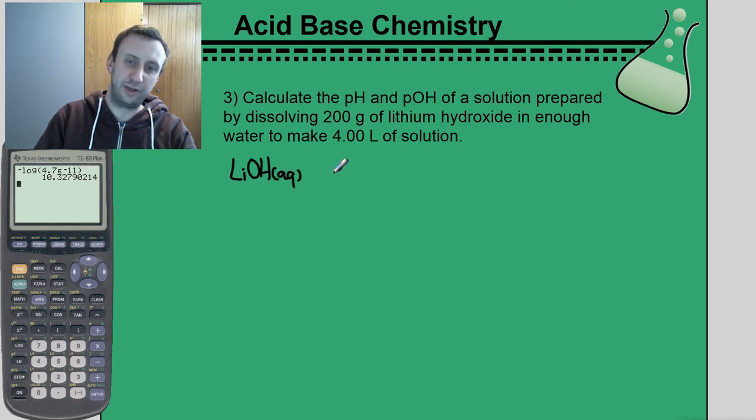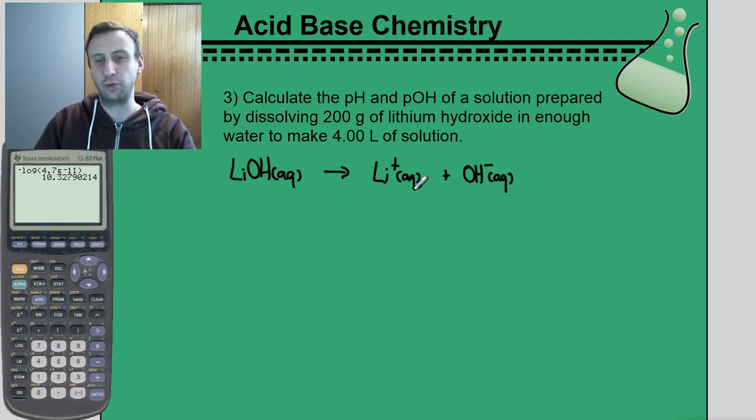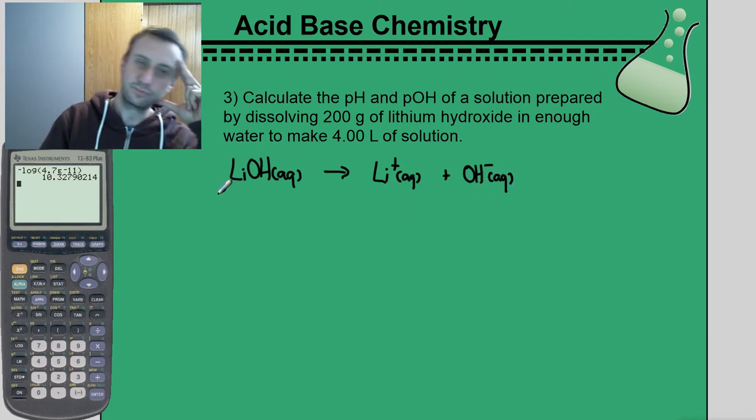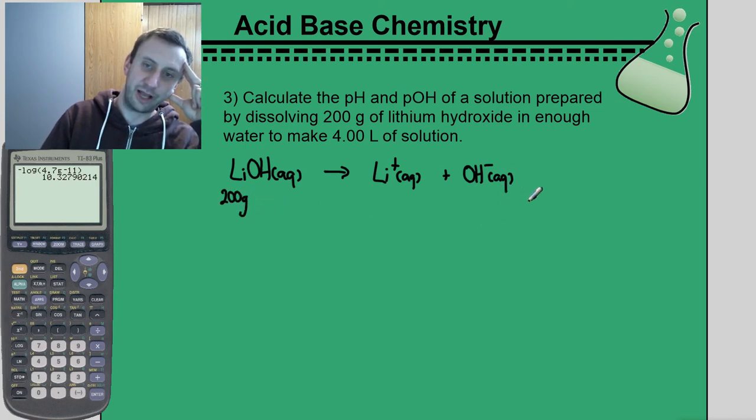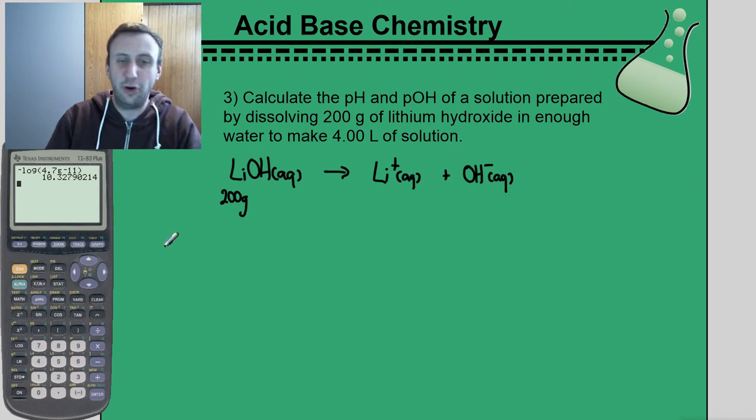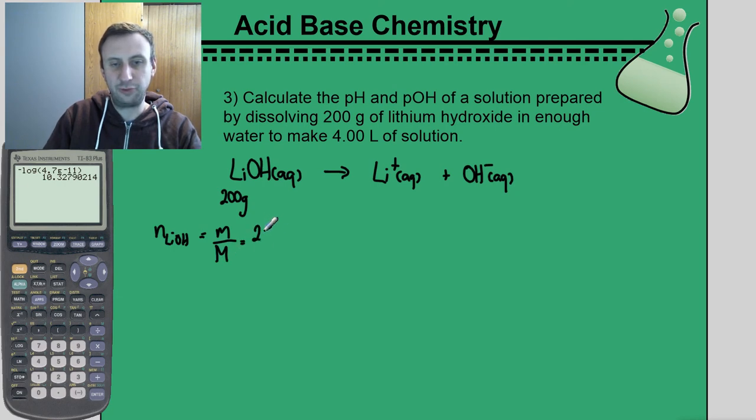So I have LiOH aqueous dissociates to make Li positive aqueous and hydroxide. Everything that's group 1 ions is soluble in water, so all of it will dissociate in order to make these 2 ions. So I have 200 grams of this, right? I want to figure out how much hydroxide I'm getting. So first of all, let's figure out my moles of lithium hydroxide. Moles of LiOH is equal to mass divided by my molar mass. So I have 200 grams of lithium hydroxide.